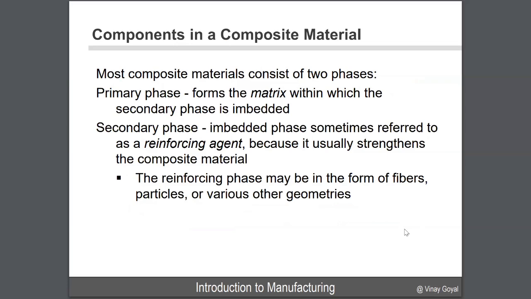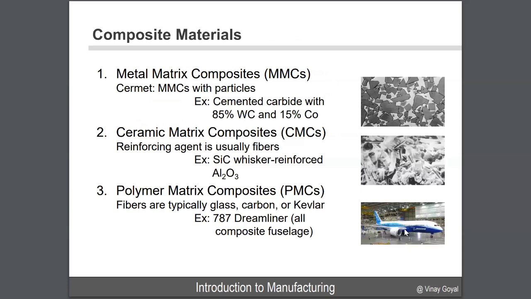Most composites consider two phases, like I discussed before. You have your matrix and your fiber, and typical systems that you see here are metal matrix composites, ceramic matrix composites, and polymer matrix composites. Here at number 3, typically the matrix composites are made of glass, carbon, or Kevlar. When you look at a 787 all composite fuselage, it uses a combination of these.